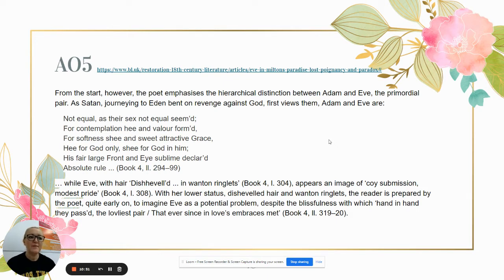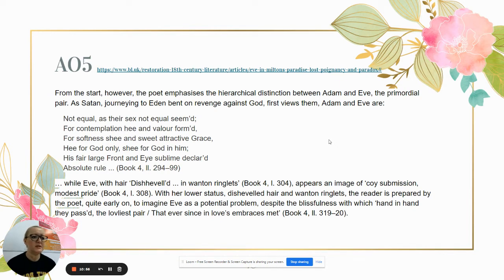Okay, so we'll come back to this later on, but what's interesting here is this aspect, the poet emphasizing the hierarchical distinction between Adam and Eve, right? And how that is established as far back as Book 4. Here, Book 4 becomes context. It's things that are beyond the text that help shed meaning and light onto the text in front of you.